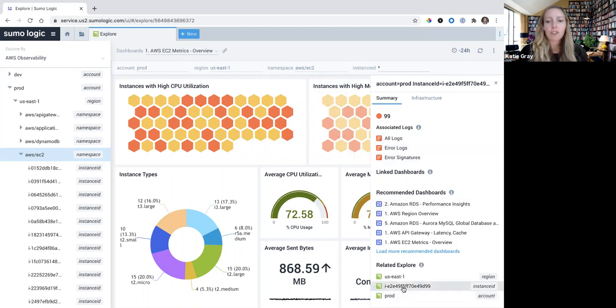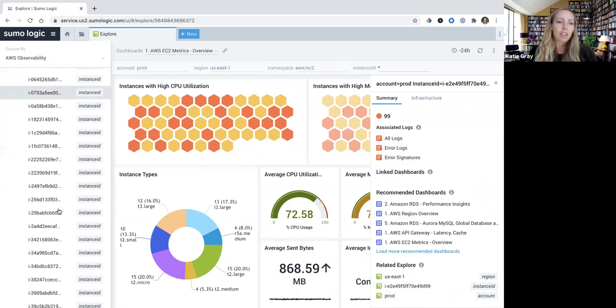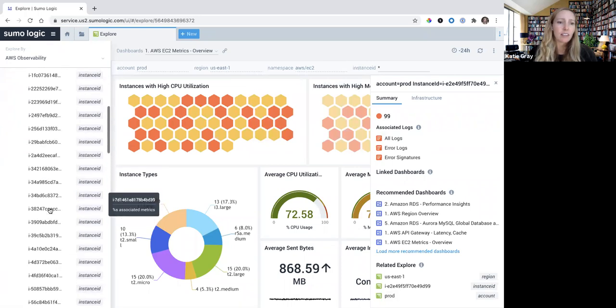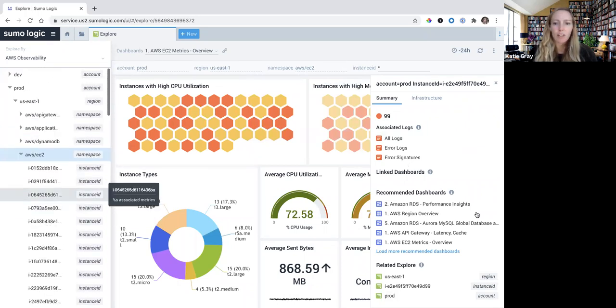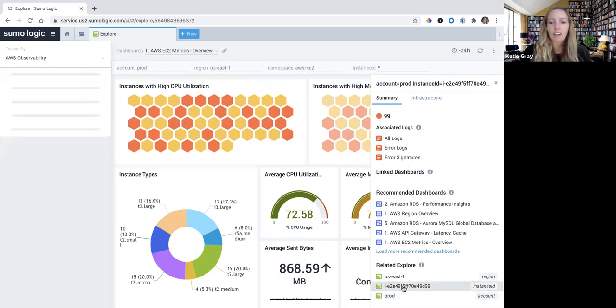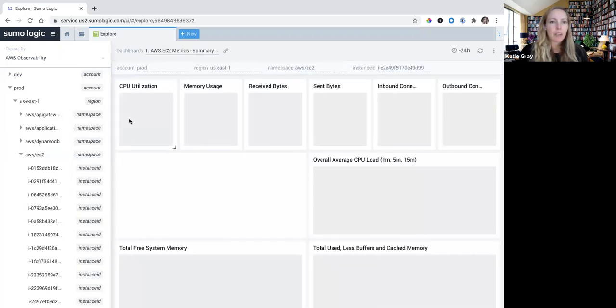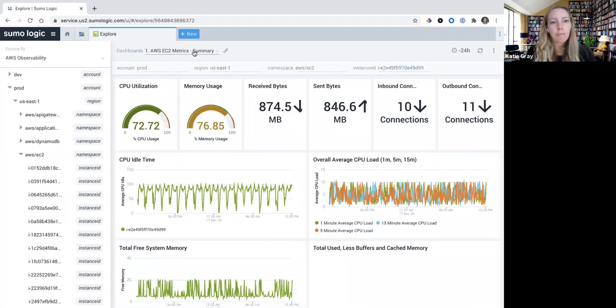I can also jump to the related dashboard for this particular instance. So you'll see we have a bunch of EC2 instances here. But what if I just want to look at this one that I clicked on? It'll bring me right to that instance.